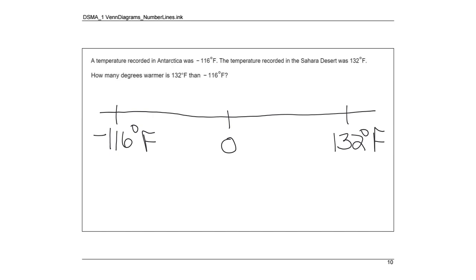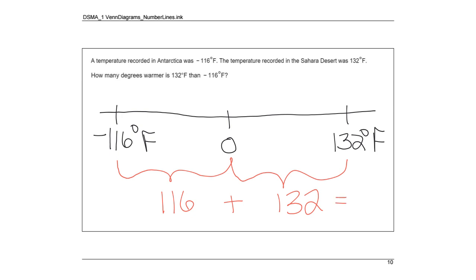So this helps us by having a picture. It shows that you're not going to just add these together, right? Because if you take negative 116 plus 132, you only get that the difference between the two is 16, and that's not right. If we go back to looking at distance, the distance from the Antarctica back to 0 is 116 degrees. And then the difference from 0 up to 132 for the Sahara is 132. So you would have to add those two together, right? Don't keep the sign because we're looking for the distance between those two.